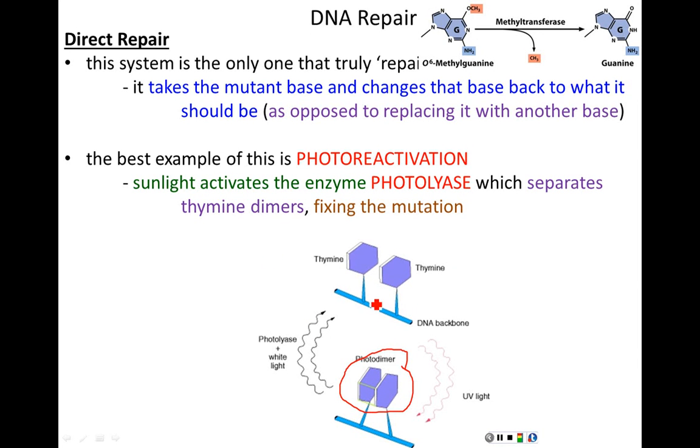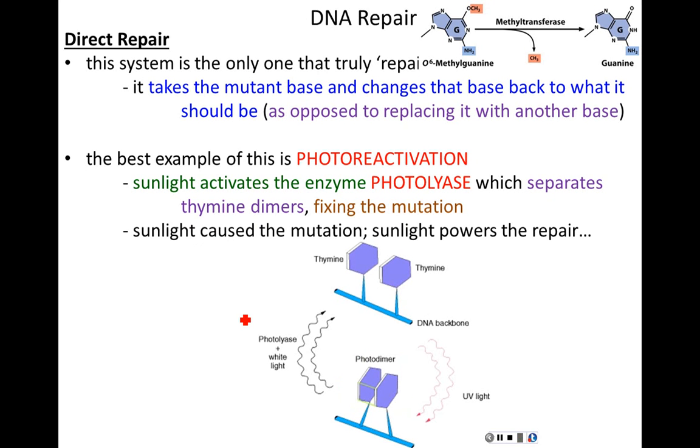We didn't have to cut the thymines out. We didn't have to replace the thymines with something else. We just cut the offending bonds between those thymines. Here's what makes it interesting, though. Guess where photolyase gets the energy for doing its work? From sunlight. Sunlight activates photolyase. So what I like about this system is sunlight caused the mutation, but sunlight powers the repair. So as you're in the sun, you are energizing your enzymes for fixing the DNA damage that that sun is creating.